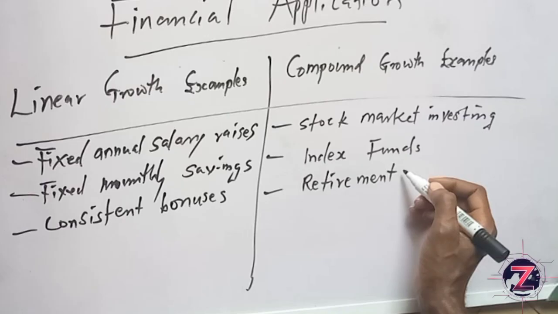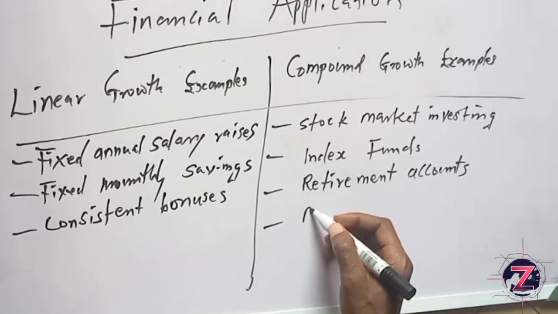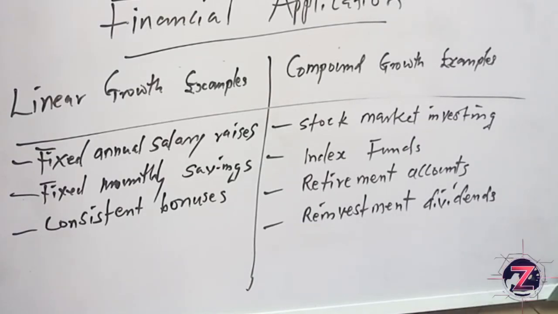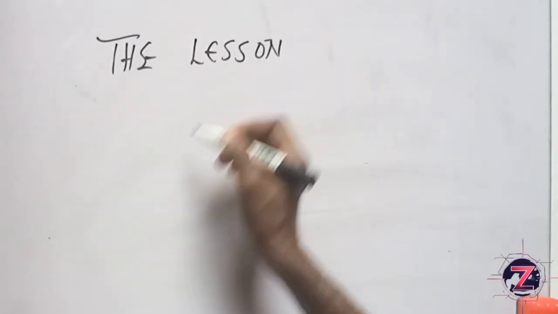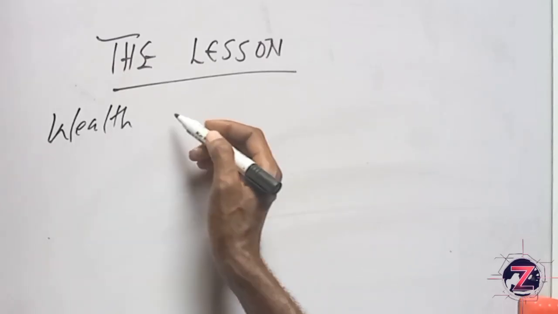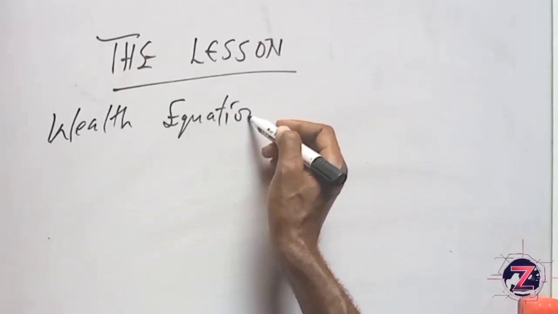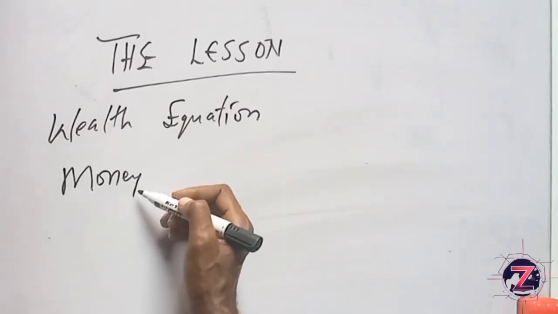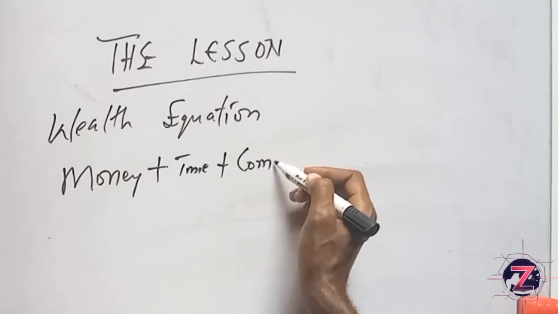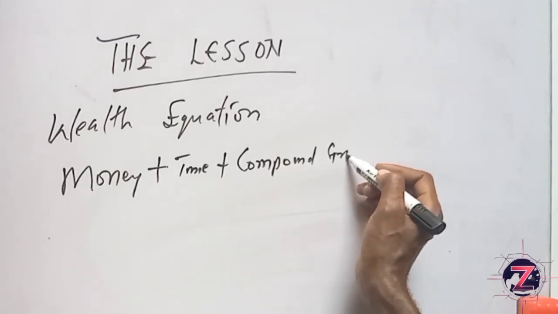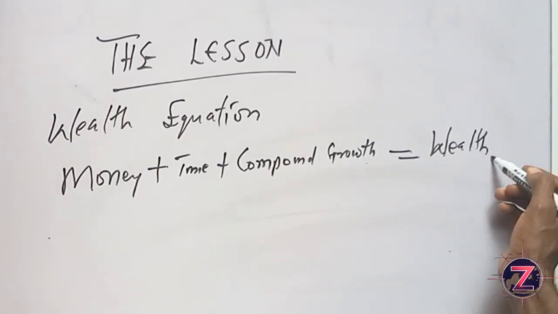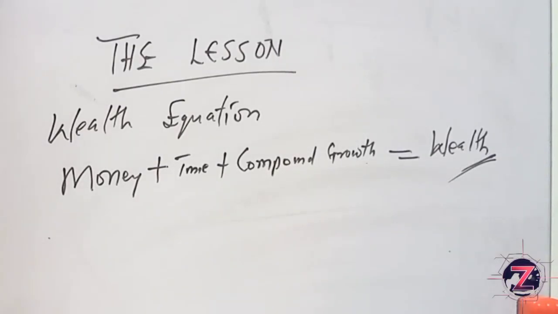Now, pay attention to the lesson that can be derived from these comparisons, guys. First of all, take this as a bonus. The wealth equation: money plus time plus compound growth equals wealth. That having been said, the greatest financial asset isn't money, it's time. The earlier you start compounding, the bigger the advantage.